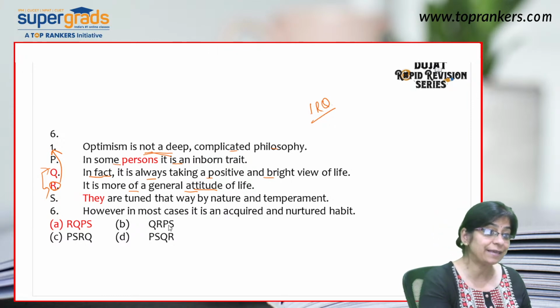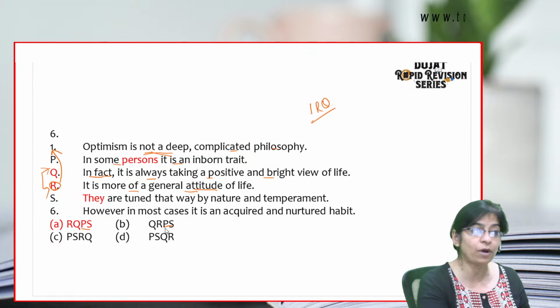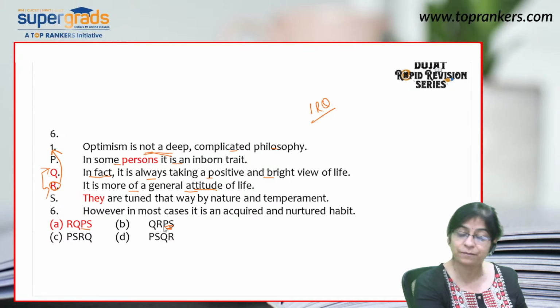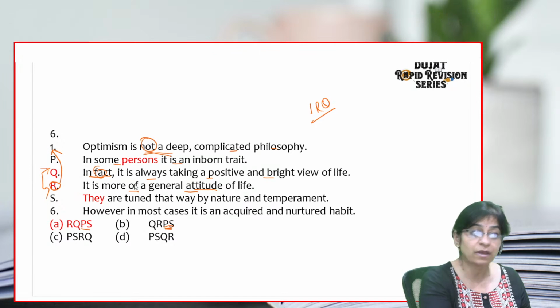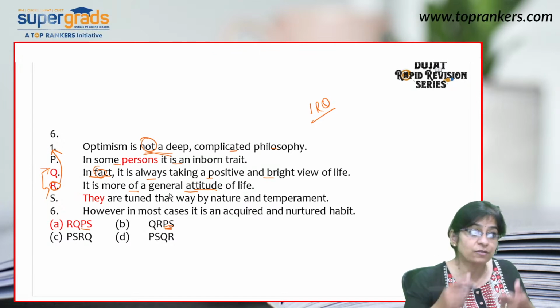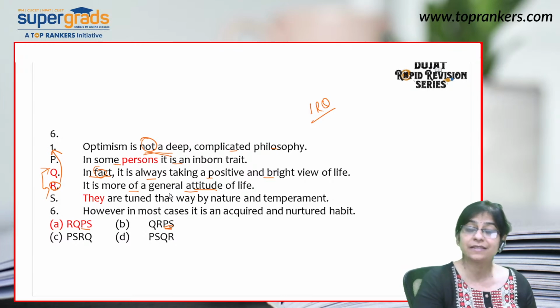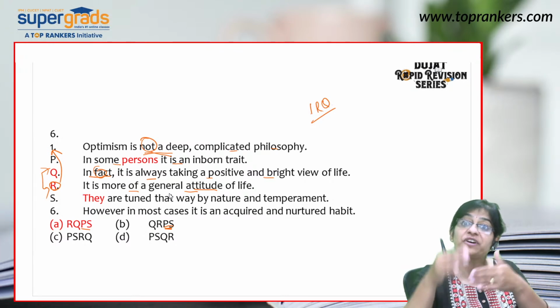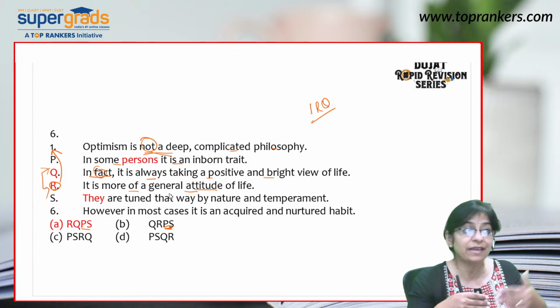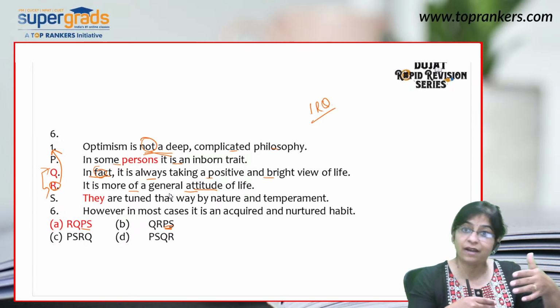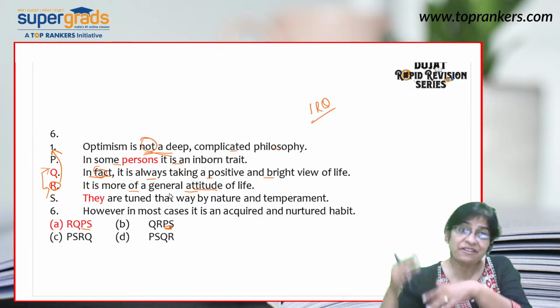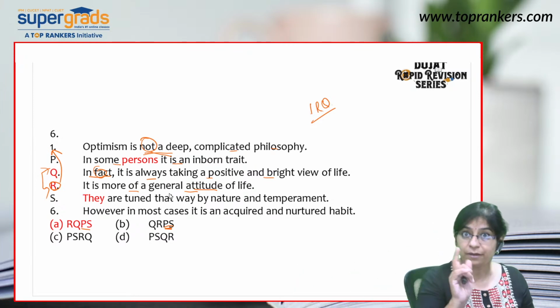And let's just see. P and S form a good pair, as we can see in both the cases. Fine, that's okay. But you cannot say optimism is not a deep, complicated philosophy, and then say "in fact," because this is saying not, and this, with "in fact," is positive. So Q doesn't naturally succeed one. Why? Because it's not further asserting what has been said previously. It's giving more emphasis on R. So whatever you've said in R, that okay, it is a general attitude, in fact, this is this as well. So, a better pair, right?